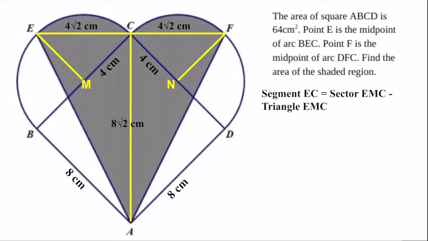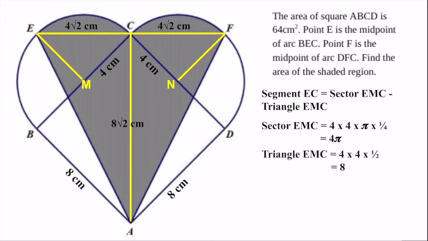Segment EC is the same as sector EMC minus triangle EMC. Let's calculate sector EMC first. That will be the radius squared times pi times 1/4 circle. So it's 4 times 4 times pi times 1/4. That will give us 4 pi.